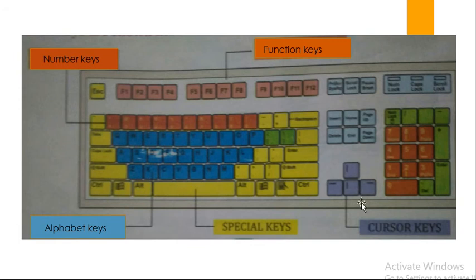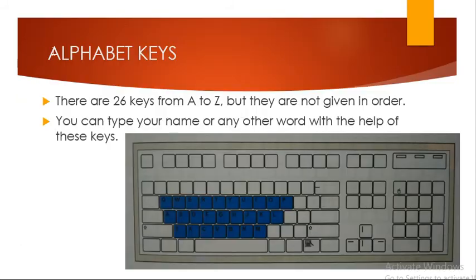Now these four keys are called cursor keys. Why? Because they contain arrows. These are also called arrow keys. These contain cursor or arrow, so that's why they are called cursor keys. Now the next slide is, here we are going to study about alphabet keys.